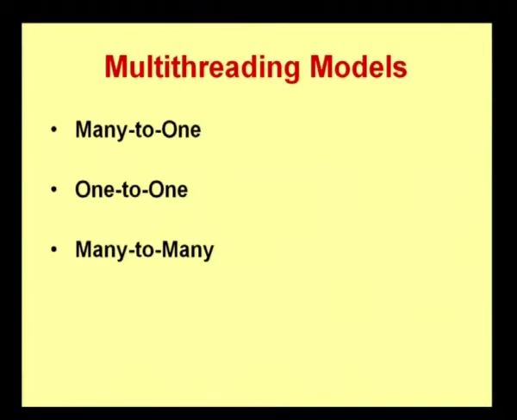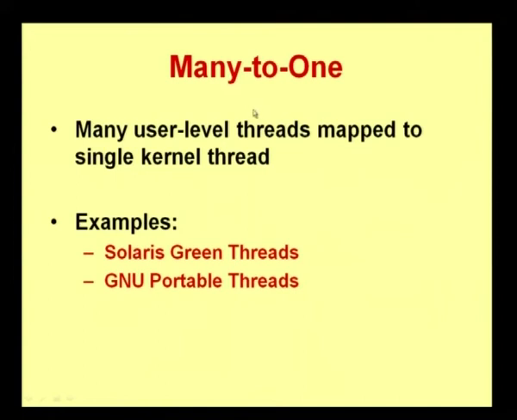As far as the multi-threading models are concerned, they are broadly classified into three different types. One is called a one-to-one model, the second a many-to-one model, and the third a many-to-many model. So what is a many-to-one model? In a many-to-one model, many user threads interact with a single kernel thread. That is called a many-to-one model.